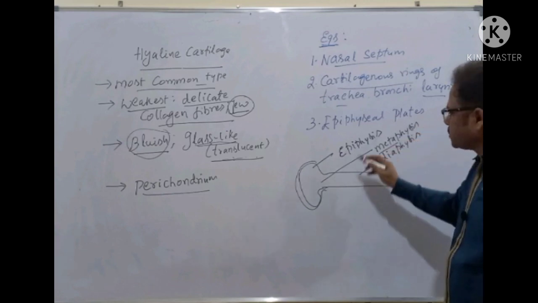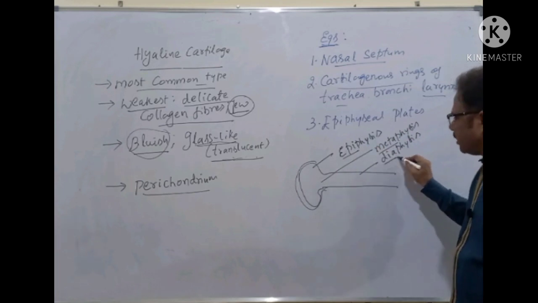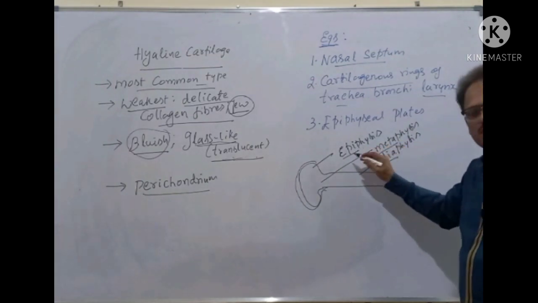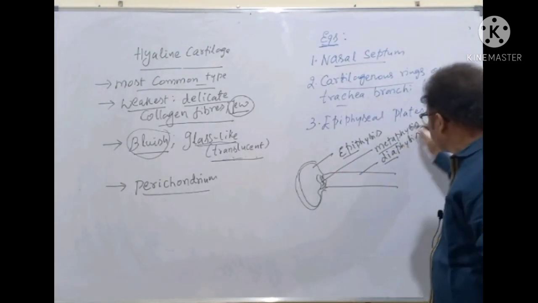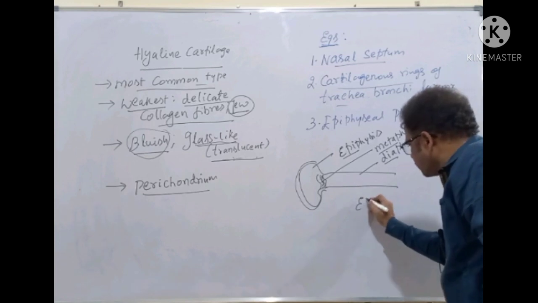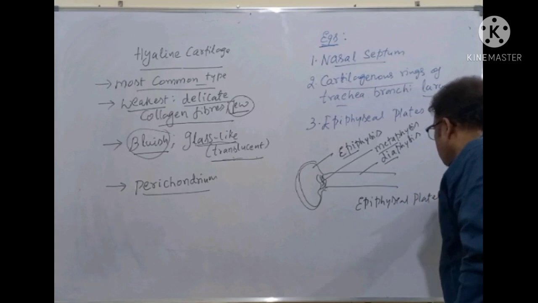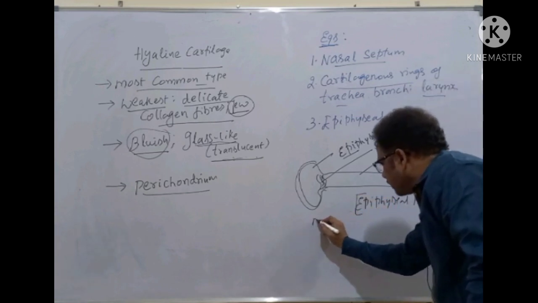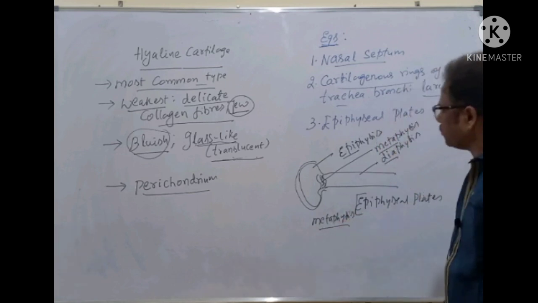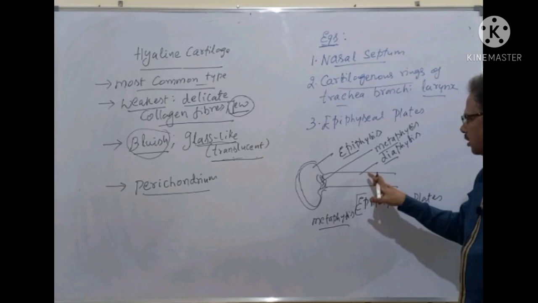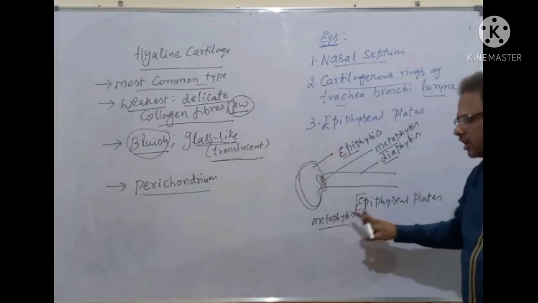Between these two, there is a metaphysis present. Meta means in between, that's why they are present in between. That is between the epiphysis and diaphysis, that is the metaphysis present. And metaphysis contains the epiphyseal plates. Epiphyseal plates are present in the metaphysis of the long bone. Epiphysis, diaphysis, and this is a metaphysis. The metaphysis contains the epiphyseal plates.